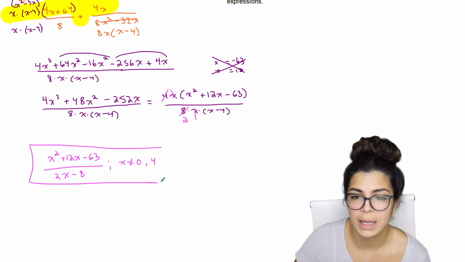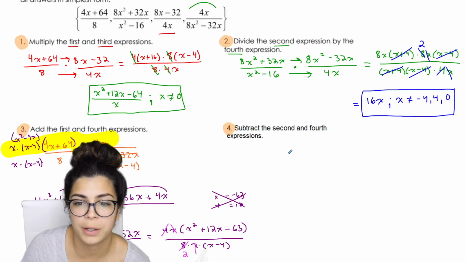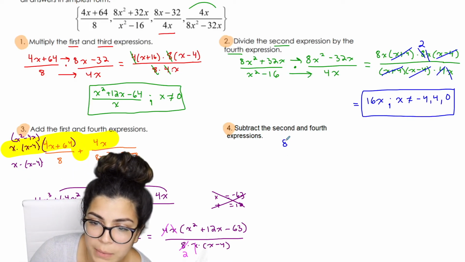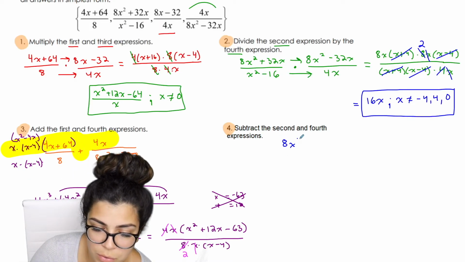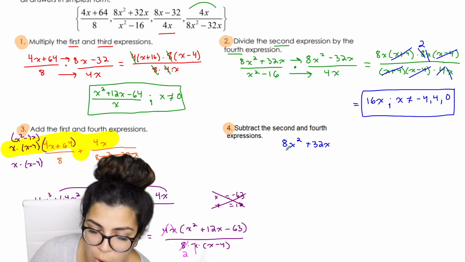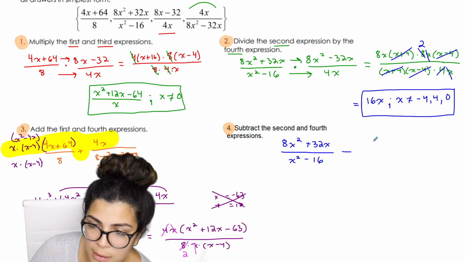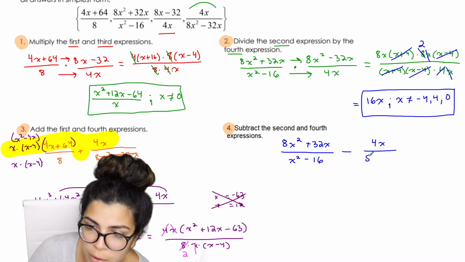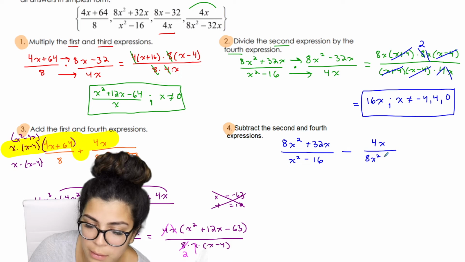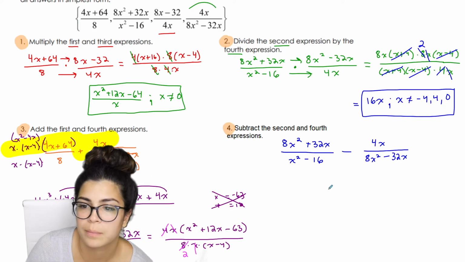Okay, last one, subtracting the second and the fourth expression. So we're taking 8x squared plus 32x over x squared minus 16, and we're subtracting that with 4x over 8x squared minus 32x. Okay.